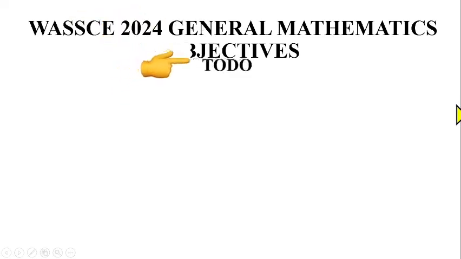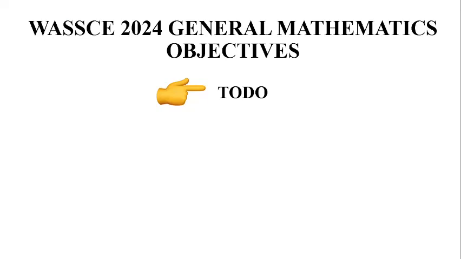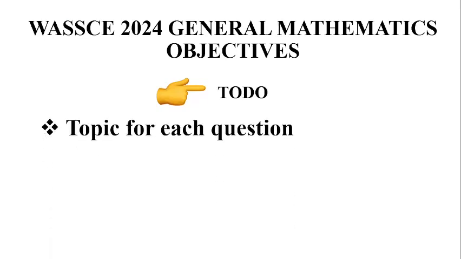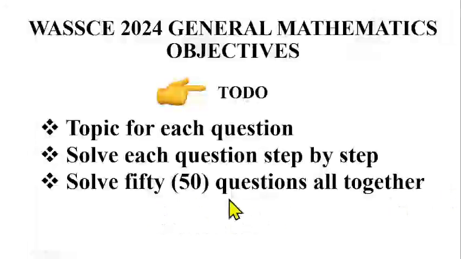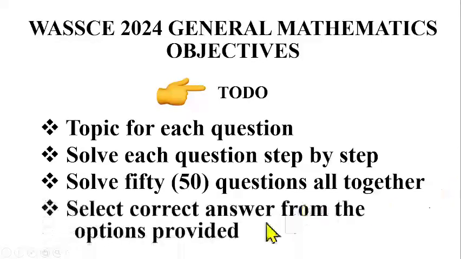So what do you expect from us in this video? We are going to be telling you the topic where each of the questions came from, and also we are going to be solving each question step by step together in this video. We are going to be solving all the 50 questions, because we have 50 questions in the objective part, and also selecting the correct answer from the options provided.